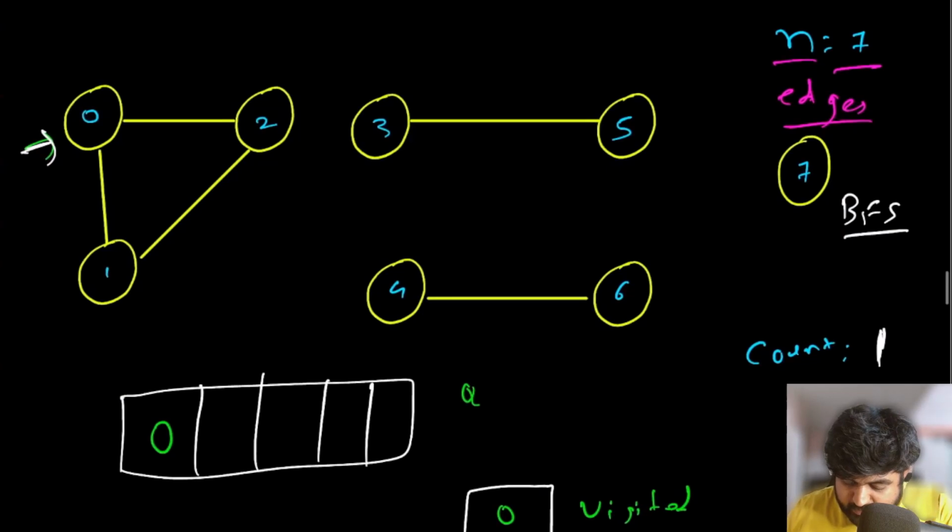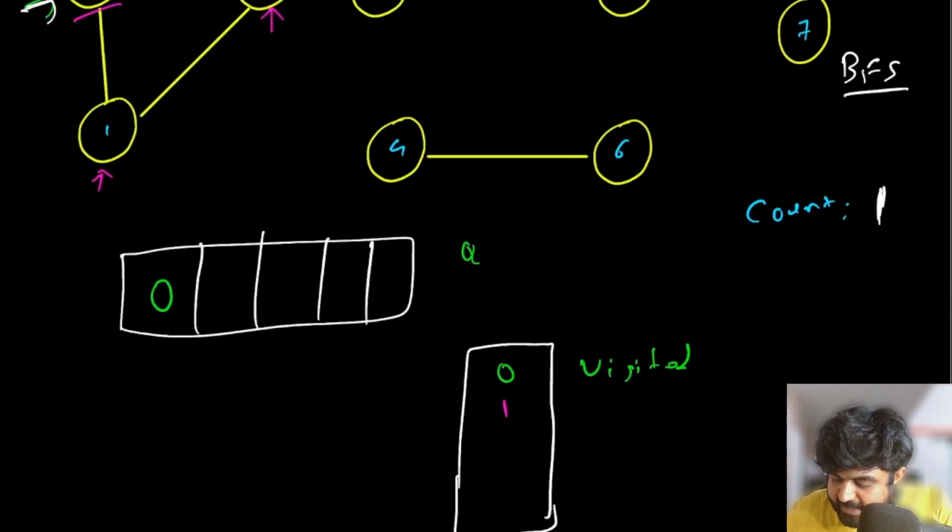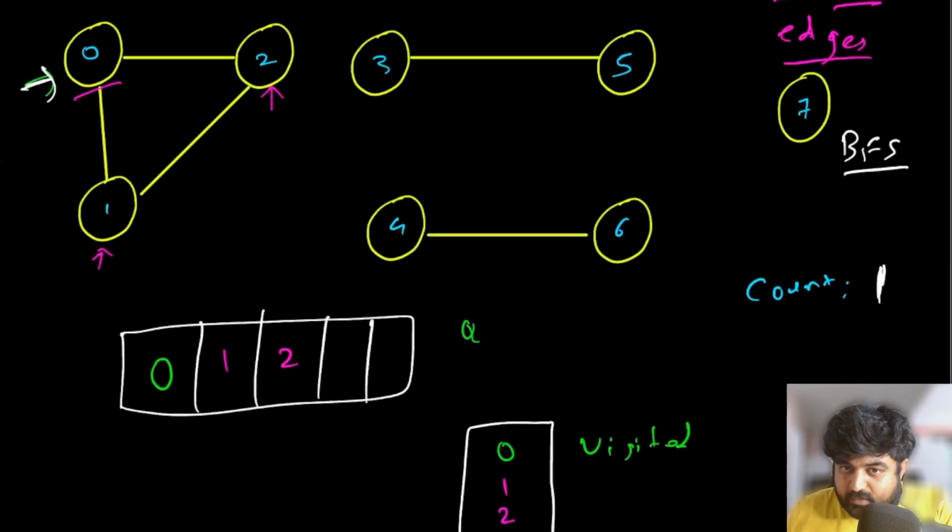So let's just do that. Now for this 0, it has two neighbors. First neighbor is neighbor 2 and neighbor 1. Currently both are not visited, so let's just add entry 0, 1 and 2 over here, and then we will mark 1 and 2 inside our queue because we need to do something with that.